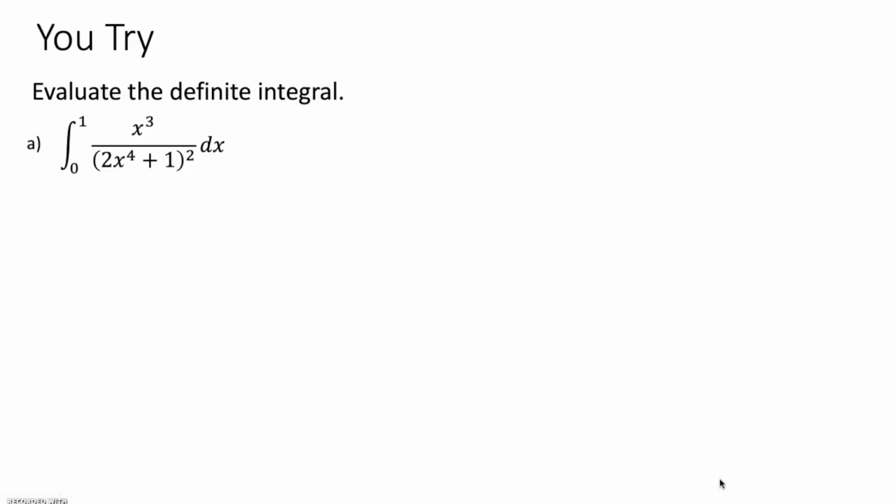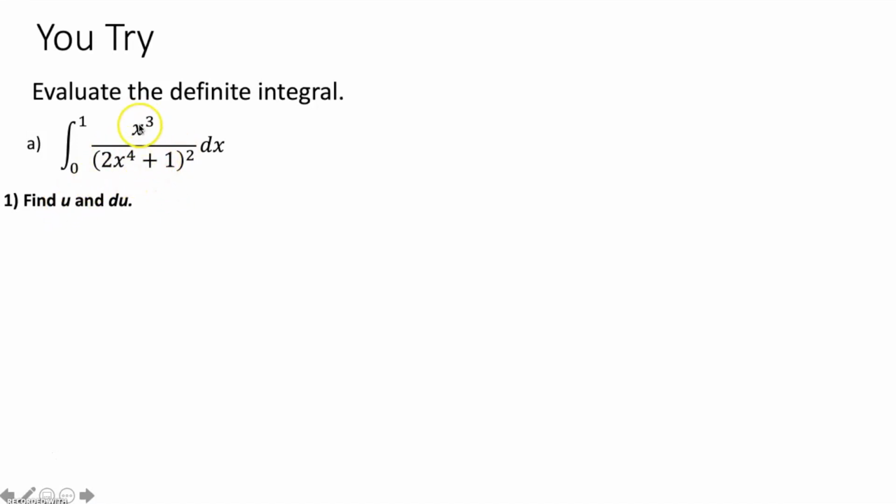You try. Okay, doing the same thing, except this time we have a function being divided by another function within a function. So this is clearly going to require u substitution. In order to use u substitution, we're going to find our u and du. So what are we going to set u equal to in this case? Well, typically we set u equal to our innermost function.